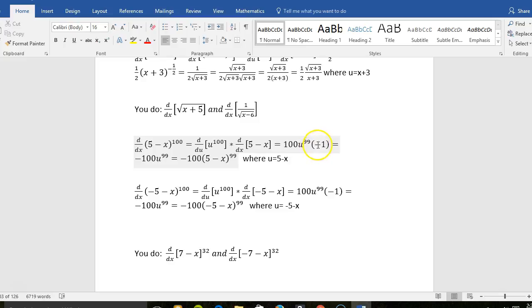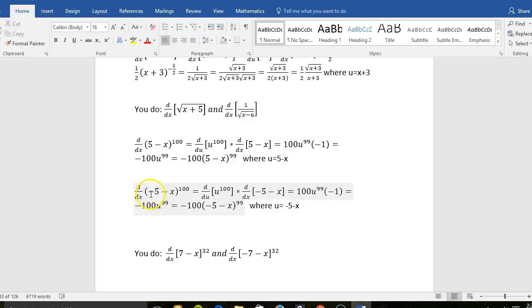Now, by the rules of algebra, multiplication by -1 just puts a negative right here. If that would have been like a -2, this would be -200 instead of -100. That didn't occur in this particular problem, though. So there's negative 100 u to the 99. But you got to replace u with the parenthetical. Remember, we want things in terms of x. So it's negative 100 (5 minus x) to the 99 because u is 5 minus x. And we do need these parentheses because we're raising the whole thing to the 99th power, okay? So there's that.